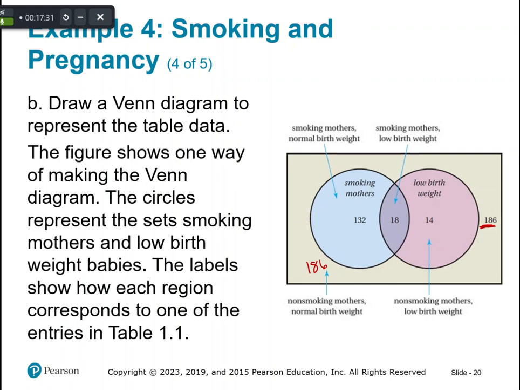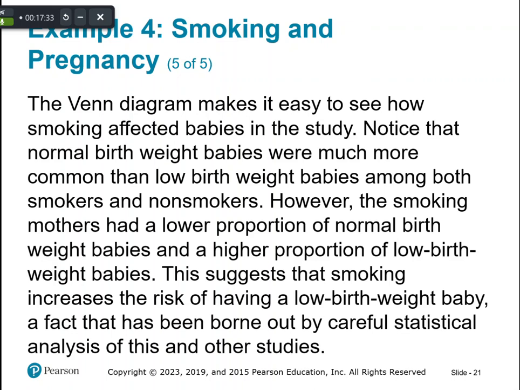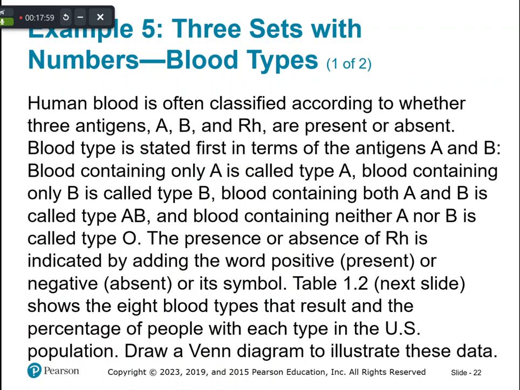All right. The Venn diagram makes it easy to see how smoking affected babies in this study. Notice that the normal birth weight babies were much more common than low birth weight babies among both smokers and non-smokers. However, the smoking mothers had a lower proportion of normal birth weight babies and a higher proportion of low birth weight babies. This suggests that smoking increases the risk of having a low birth weight baby, a fact that has been borne out of careful statistical analysis of this and other studies that were run better.